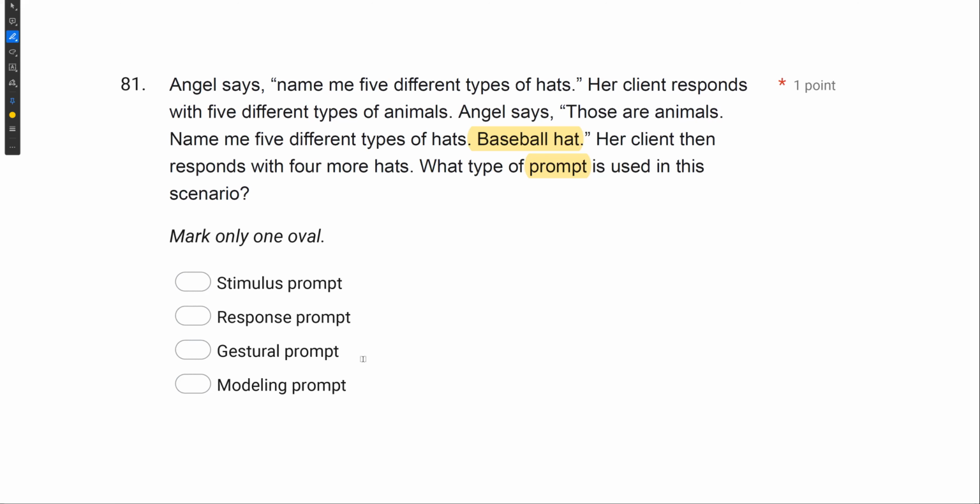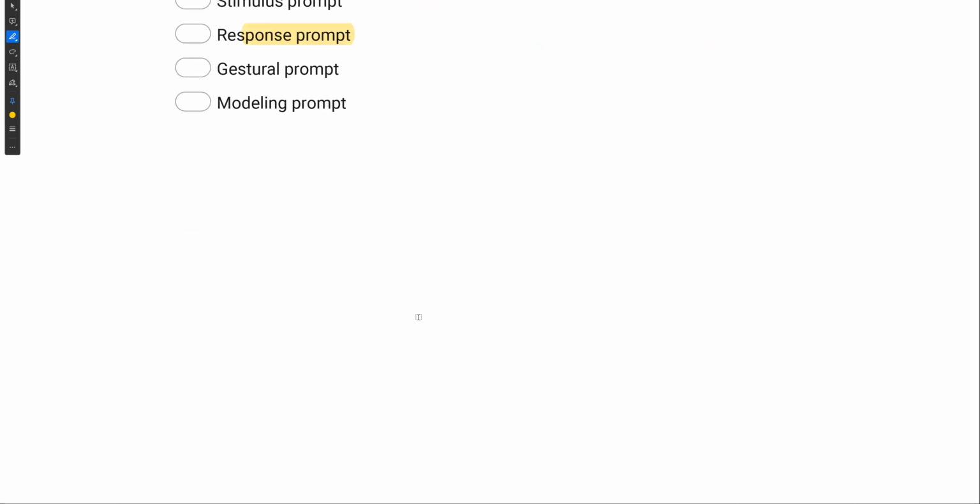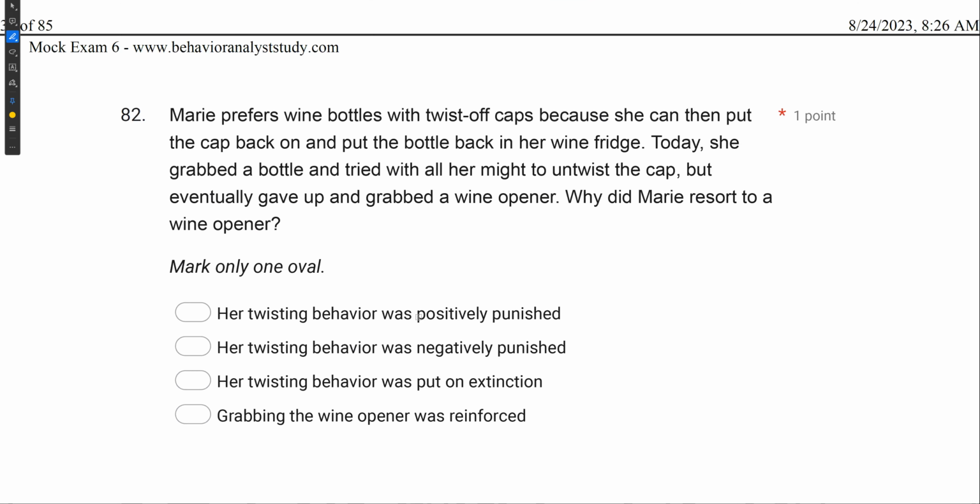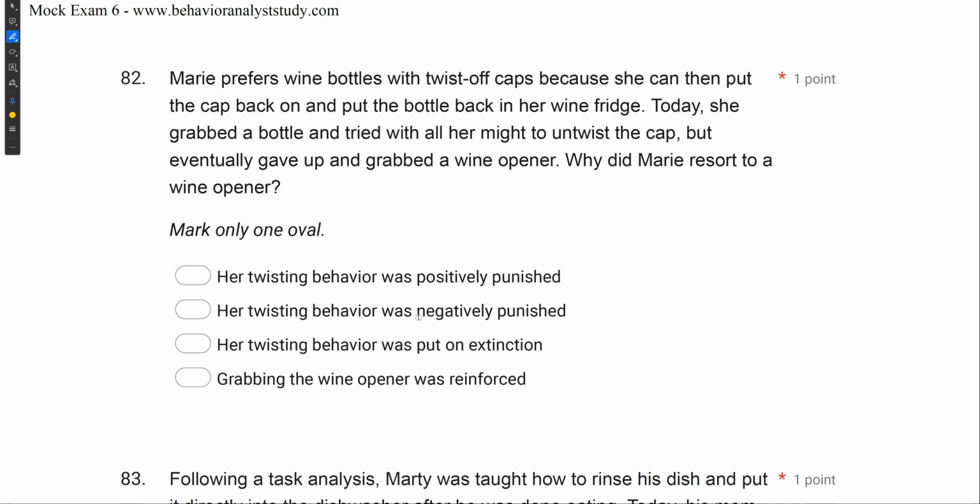It's typically physical gestures in a more imitation type sense where you are doing the full response and you want the client to imitate. So yes, it's picky, but you've got to be picky on the exam because you've got to look for the best answer. And the best answer here is the prompt is acting on the response. It's a response prompt.